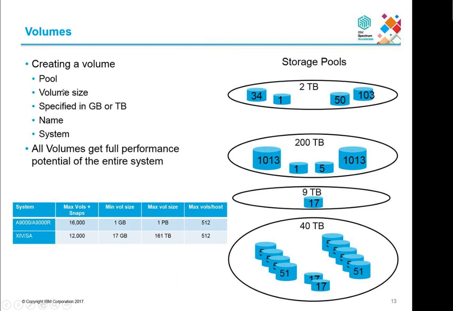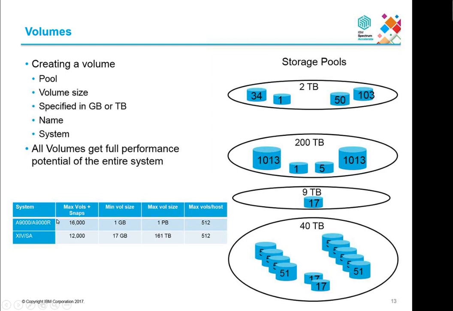Again, creating a volume, I need the pool, the volume size, which I can specify in gigabytes or terabytes, the name and the system. And the benefit of the grid is it really doesn't matter how many volumes I have, I focus the resources of the grid on the active I/O. And here you see again, for the A9 and A9000R, I typically just say A9000, and I mean both of those. I'm not saying just specifically the smaller version.